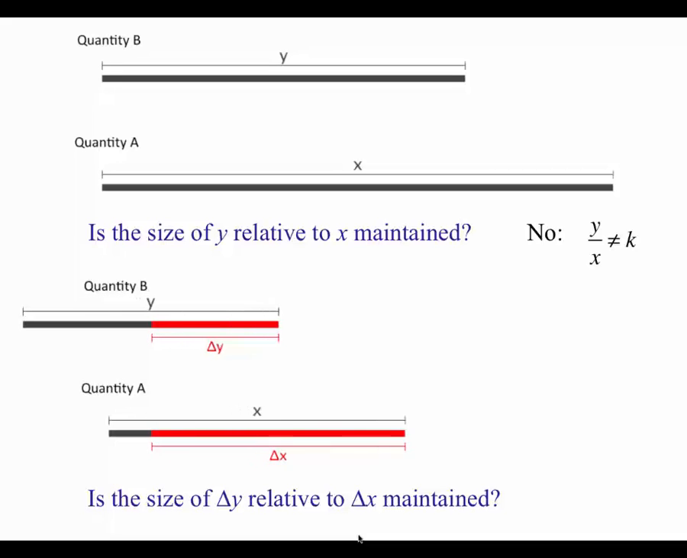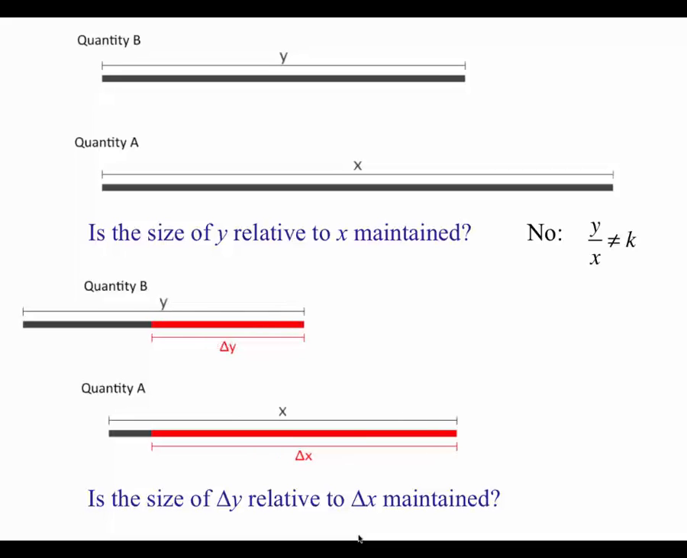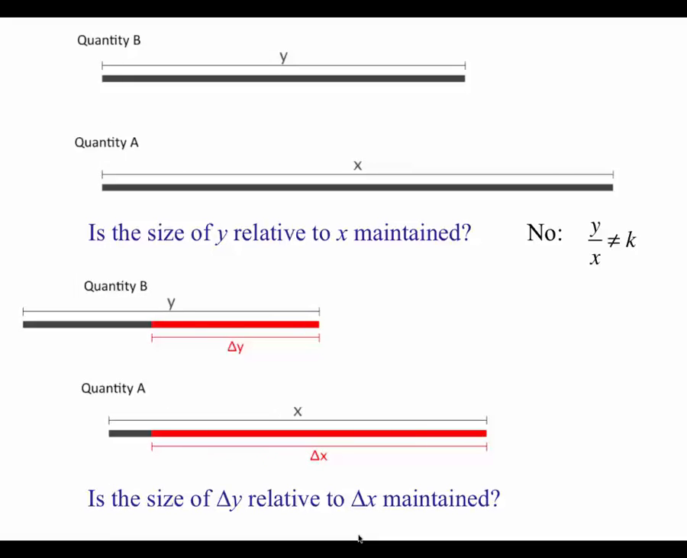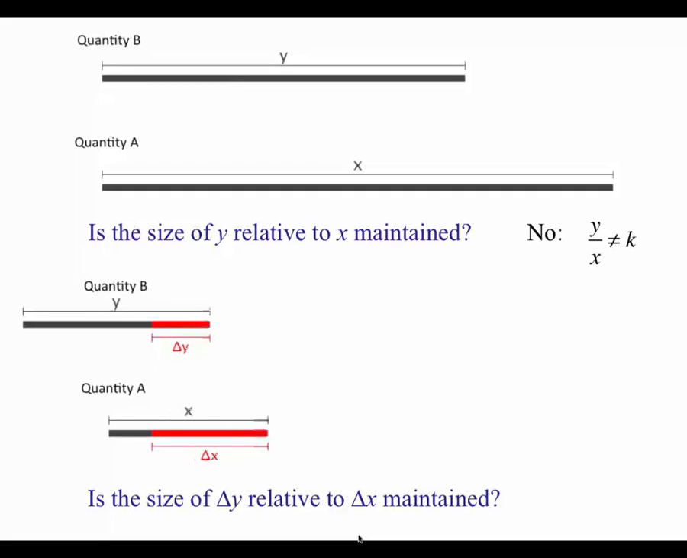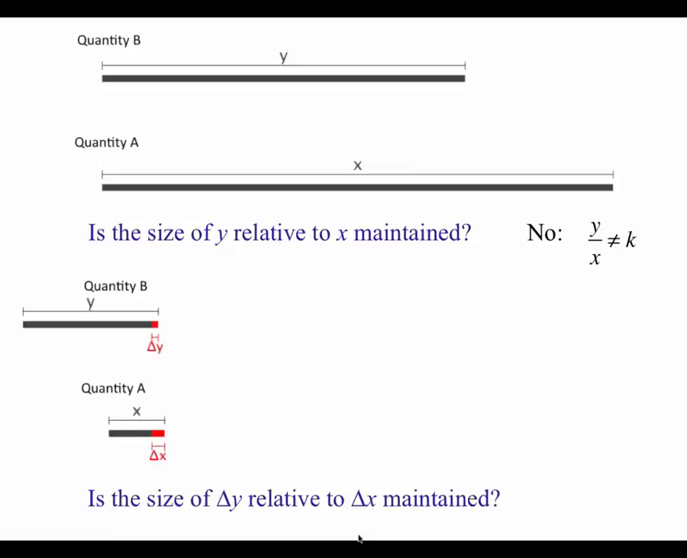So the length of bar X and the length of bar Y increasing together is exactly the same as what I showed you before. I just moved the top bar back, and now I'm highlighting the change starting from where the animation starts. I'm highlighting that change in red. So now, is the size of delta y relative to delta x maintained? Okay, what do you think that relative size is?